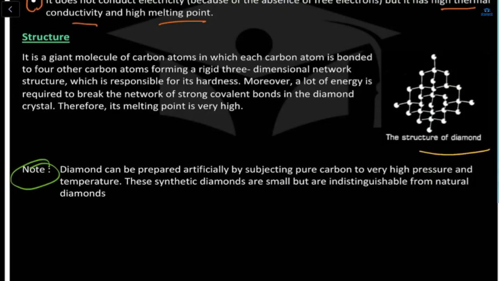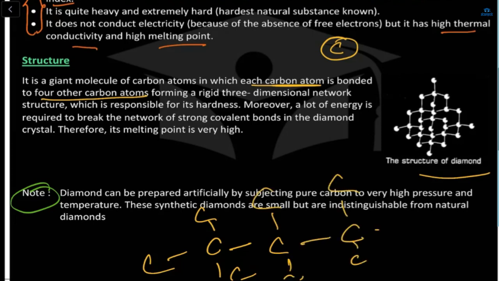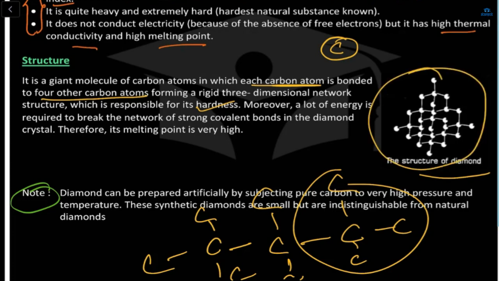See, it was easy. It is a giant molecule of carbon atoms in which each carbon atom is bonded with four other carbon atoms. Each and every carbon atom will be bonded to four other carbon atoms, and here also, four, here four. So each atom is bonded to four different carbon atoms, forming a 3D network. This is also responsible for its hardness, and a very large amount of energy is required to break this bond of a diamond. So, understood about the diamond?